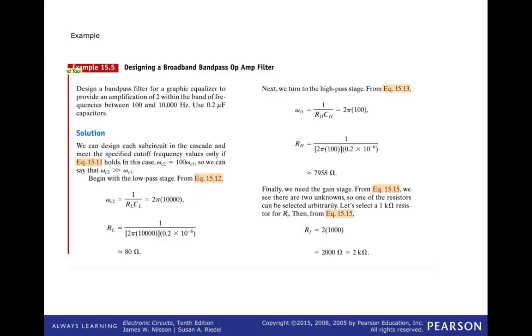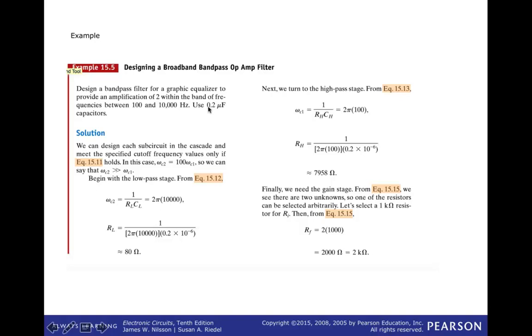So the way to do this is to design each subcircuit individually. In this example, we want to use 0.2 microfarad capacitors. We want a lower cutoff of 100 and an upper cutoff of 10,000. So remember that the upper cutoff, the 10,000, is actually going to be your low pass circuit. So we design 1 over R low pass C low pass to be 2 pi times 10,000 because these are given in hertz. So you need to convert those to radians per second.